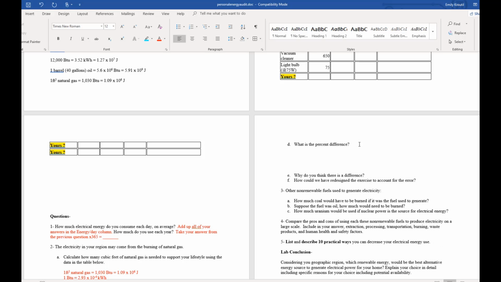So how do we do the percent difference? Let's get that formula for you. In order to do the percent difference, I want to get a good formula for you because there's a couple ways you can do it. So for percent difference, this is the difference between the two numbers.